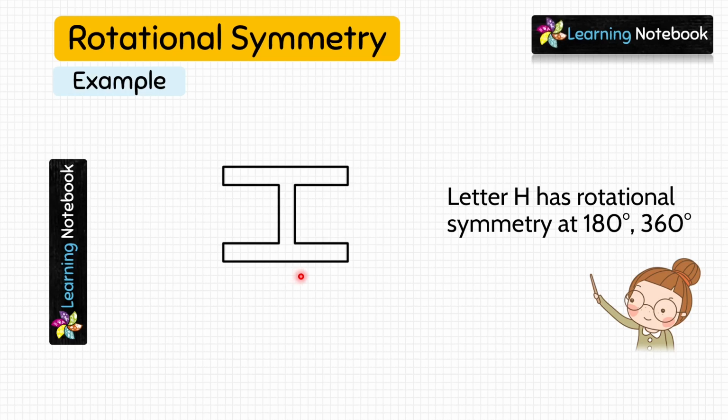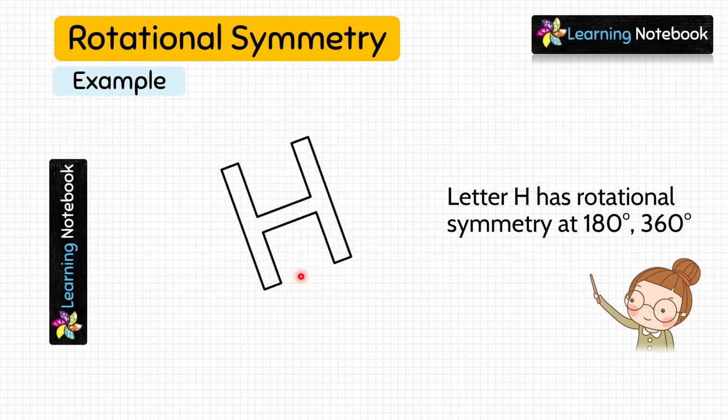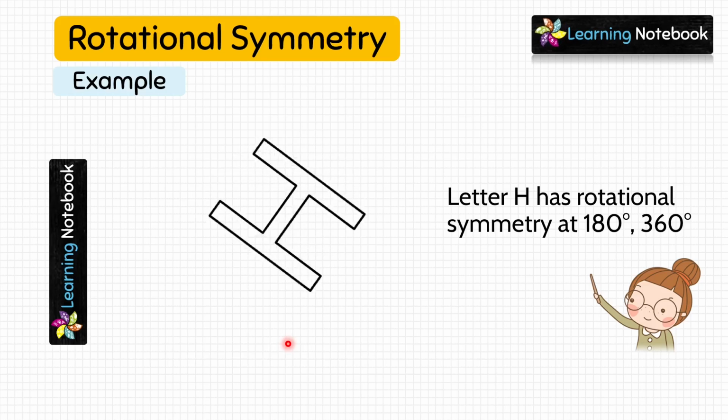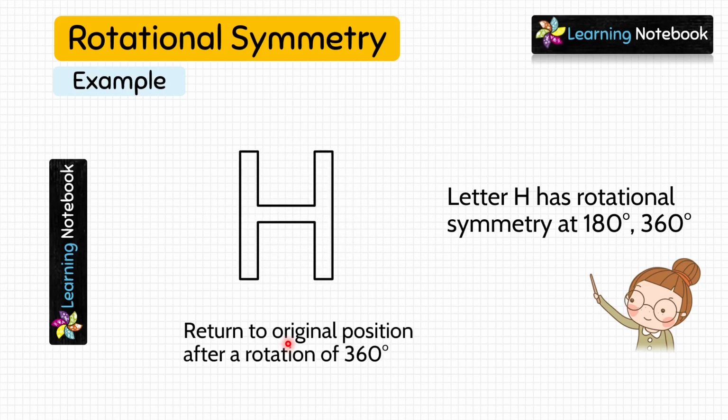Now, let's rotate it by 90 degrees more. That is at 180 degrees in total. Now, it has come back to its original position. Right? Next, rotate this letter H by 360 degrees in total. And you will find it has come back to its original position again. So, this shows that letter H has rotational symmetry at 180 degrees and 360 degrees. So students, this was about rotational symmetry.